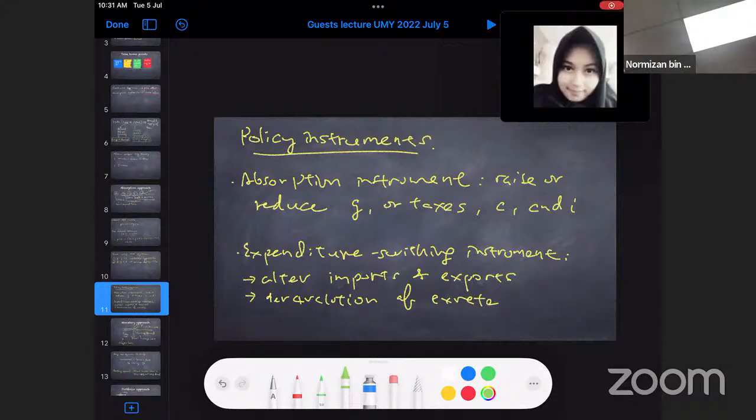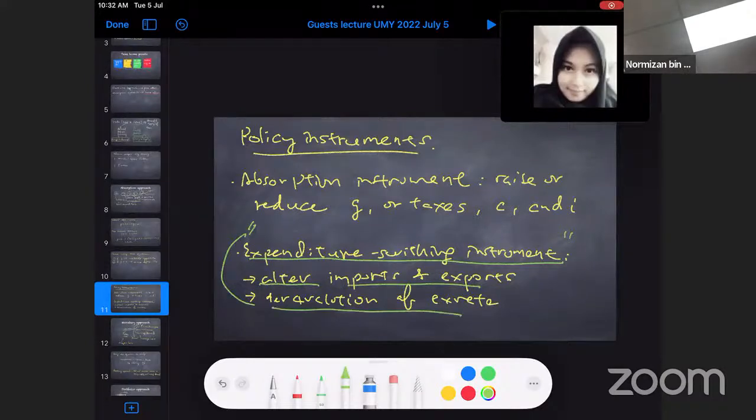Okay, that is whether they want to raise spending or reduce the tax, reduce the consumption, and reduce the inventories and so on, in order to change the exchange rate. That's why they have, for example, expenditure switching instruments. There is the policy that switches the consumption, switches the investment, switches the government, and so on. Because we know that by changing those variables, we can also control the exchange rate, meaning that by altering the import and export, or by devaluating the exchange rate.